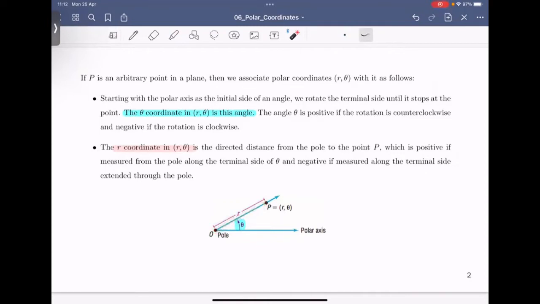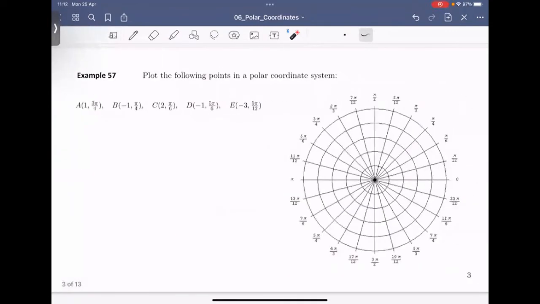So let's first plot the point, because this is the first step that we're going to learn. Let's try to do example 57 together, in which we plot A, B, C, D, and E in this polar coordinate. This is going to help you plot, because I give you a picture here, but keep in mind that when you actually do the problem, you don't have to draw this thing.